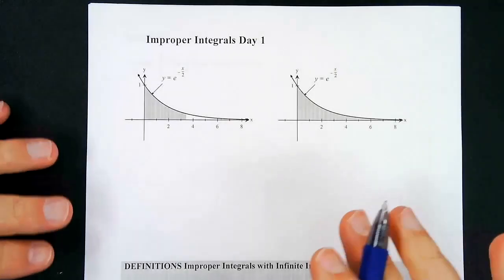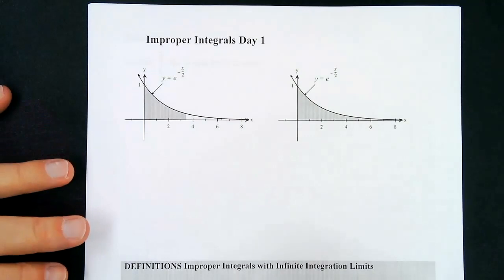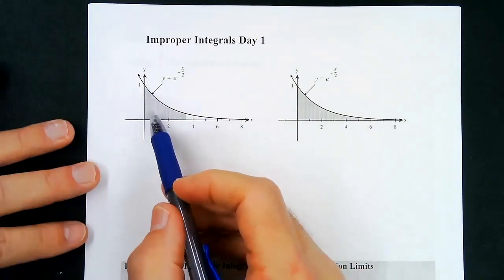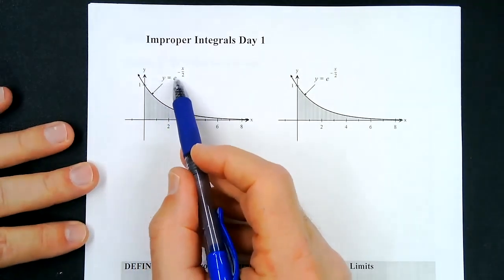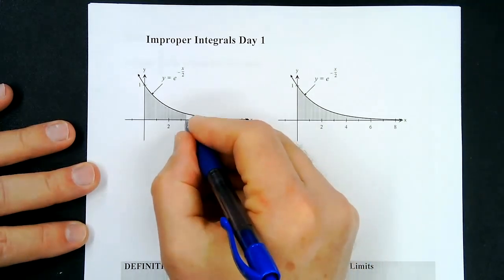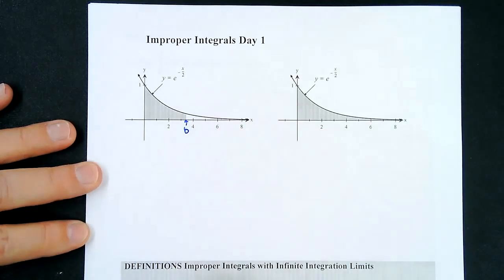So today we're going to look at what's called improper integrals. Before we go into that, I want to take a look at what if we want to find the area between the x-axis and the curve for this function y equals e to the negative x over 2. And let's say we want to stop right at this point, and we'll call that b. So we're going to end our integral at b.